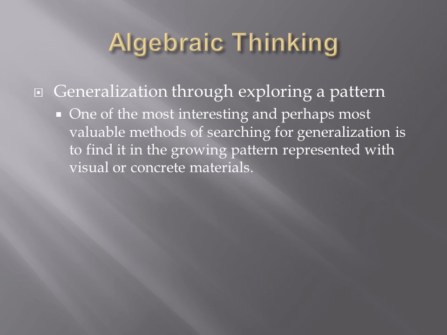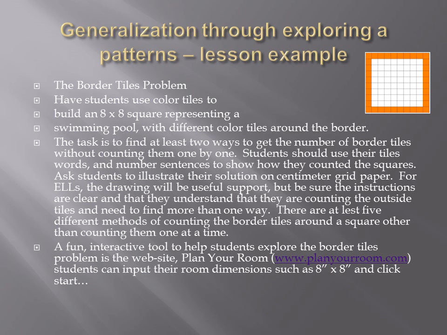One of the most interesting and perhaps most valuable methods of searching for generalization is to find it in the growing pattern represented with visual or concrete materials. The border tiles problem is a good example. Have students use color tiles to build an 8x8 square representing a swimming pool with different color tiles around the border. The task is to find at least 2 ways to get the number of border tiles without counting them one by one.